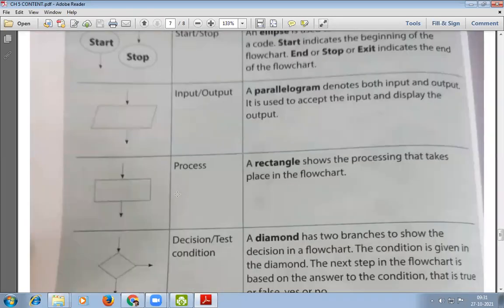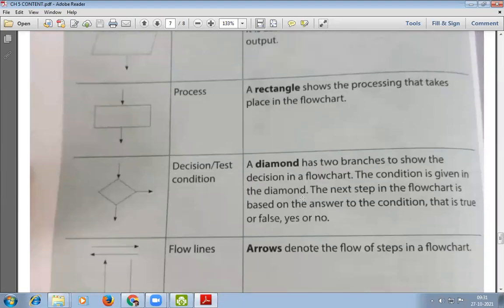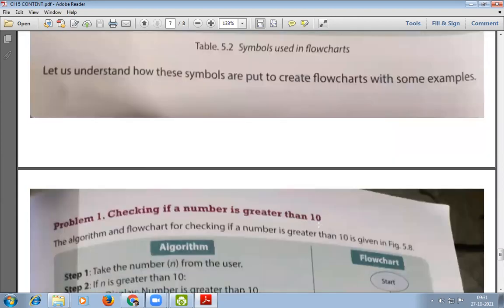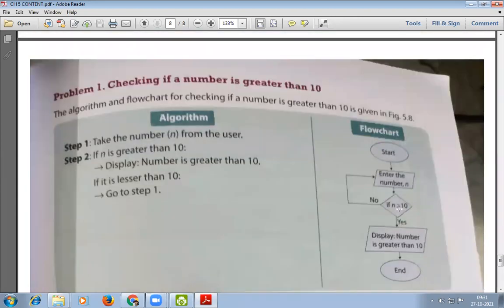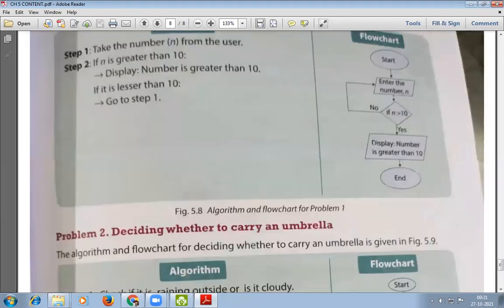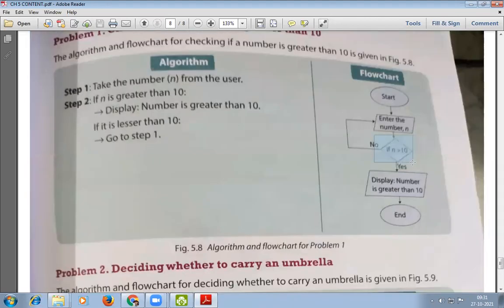Next one is decision, then process. If n is greater than 10, as it is a conditional statement, here the decision or test condition symbol appeared. If n is greater than 10, display the number that is greater than 10. Then we should end the flowchart with this symbol.